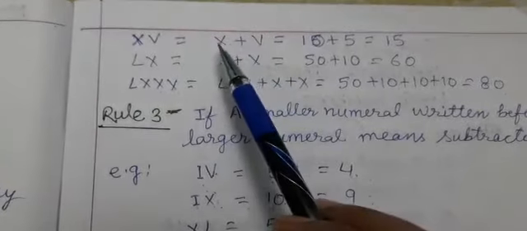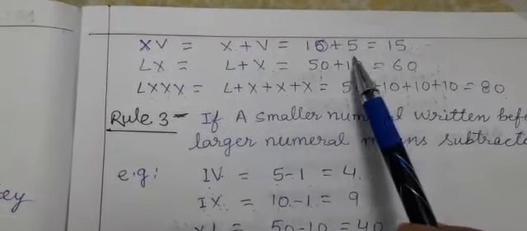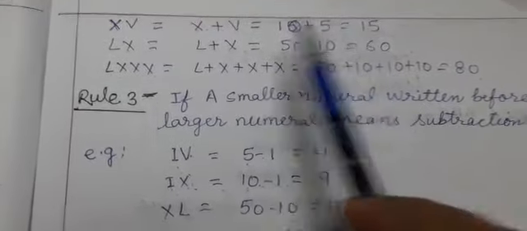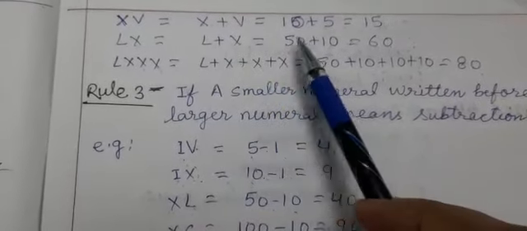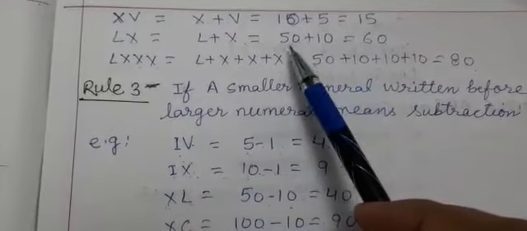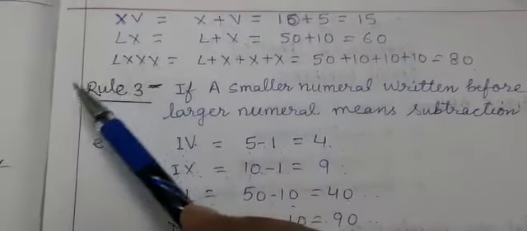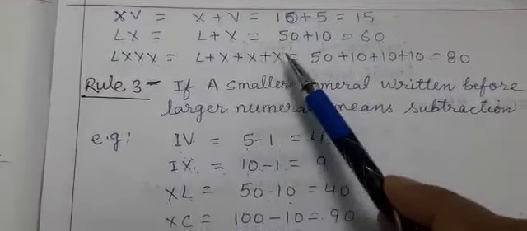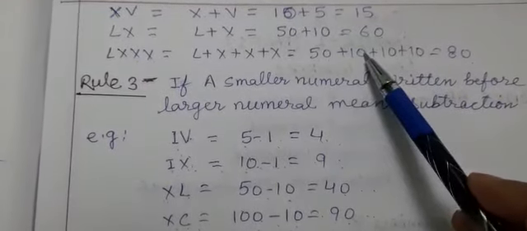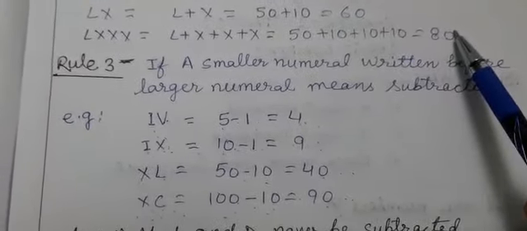Similarly, XV, X plus V. X is equal to 10, V is equal to 5. So 10 plus 5 is 15. LX, L plus X. L is 50 and X is 10. So 50 plus 10 is 60. LXXX, that means L plus X plus X plus X, 50 plus 10 plus 10 plus 10, that is 80.